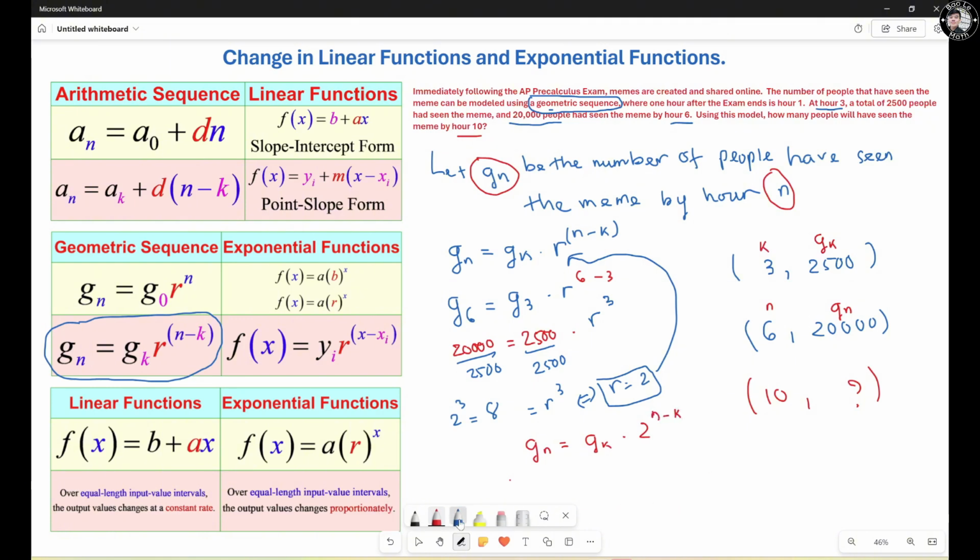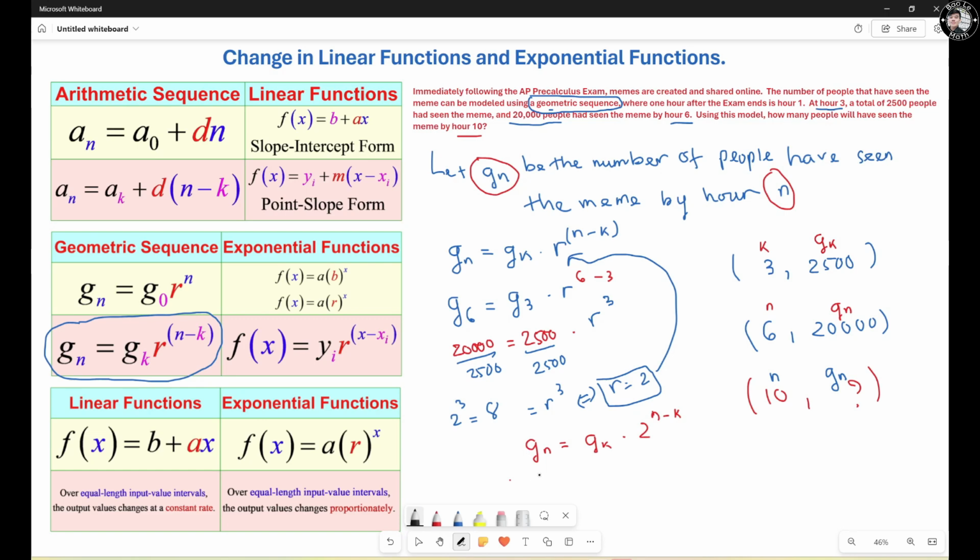Alright, now in order to find the number of people by hour 10, this is my new n and this is my new g sub n. So in order to find this one, we need to consider this one or this one as g sub k. This one is no longer g sub n, this one must be g sub k. So you can pick any other pair here, and you still get the same answer, as I did in the last example.